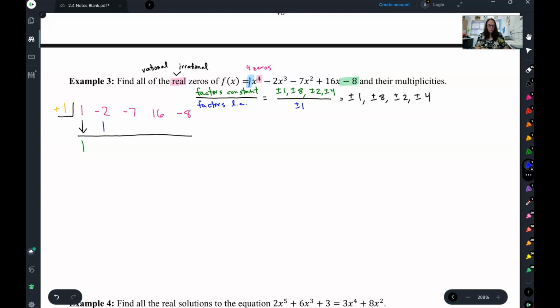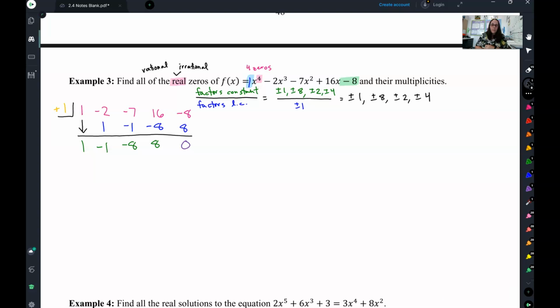1 times 1 is 1. Add those together and get a negative 1. That's a negative 1. 8. Negative 8. A positive 8. Positive 8. And hey! Sweet! This one worked out. We get a remainder of 0 right away. So x equals 1 is one of my roots.